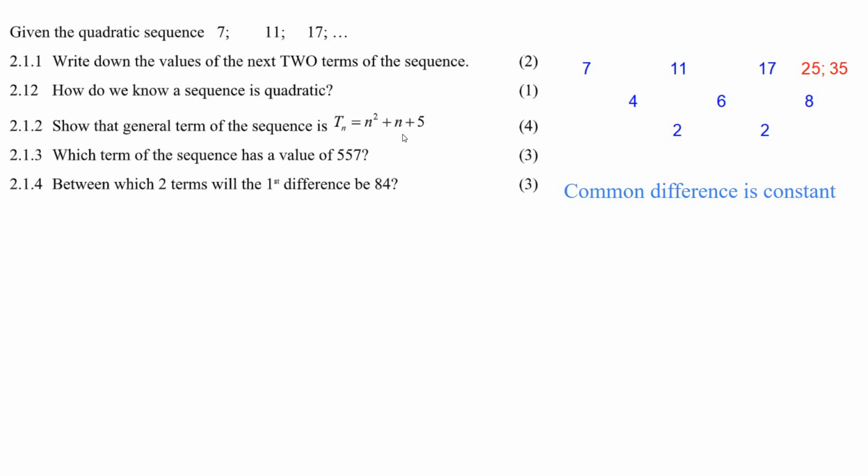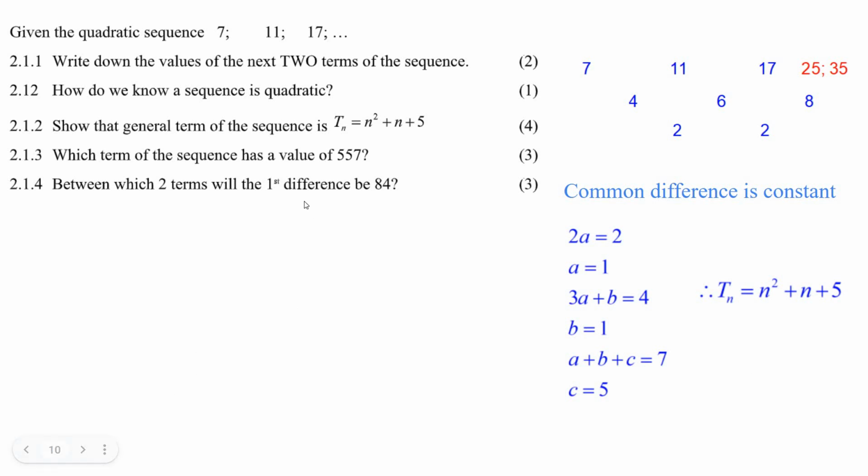Show that the general term is n squared plus n plus 5. You have to know how to do this thing where you put 2a equals 2, and then you get a is 1. That's 3 times 1. b must be 1 to make that equal to 4. You put 3a plus b equal to the first difference. And then a plus b plus c equals 7, the very first term. Well, a is 1 and b is 1, so c's got to be 5. So 1n squared plus 1n plus 5. Here, we just showed that the nth term is exactly like they said, n squared plus n plus 5.